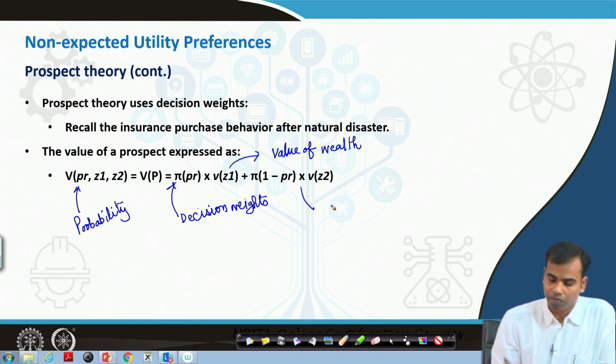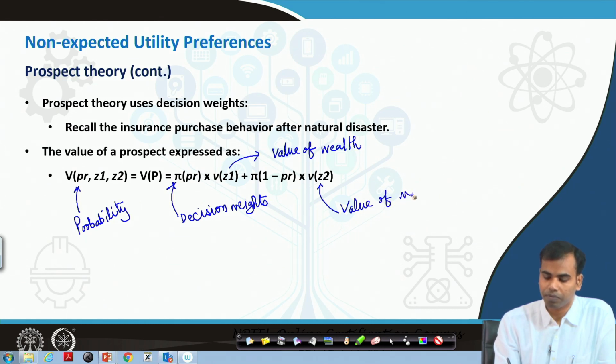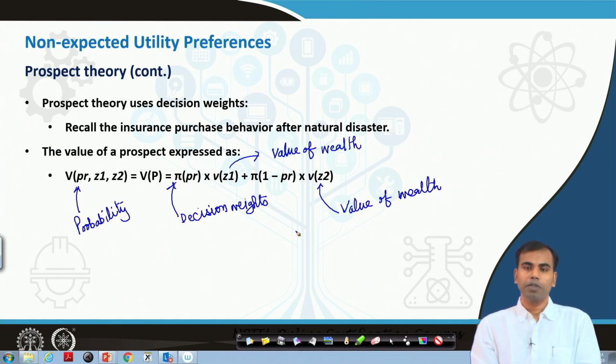Similarly, this is again the value of wealth 2, and this is the probability that we have already discussed. So, prospect theory explains this particular value function comprising decision weights associated with the probabilities, denoted in this function in terms of pi. The probabilities associated with different outcomes are given as p r and 1 minus p r, and the outcomes are given in terms of value of wealth, not the absolute wealth, rather the value of wealth derived in terms of the change relative to the status quo.